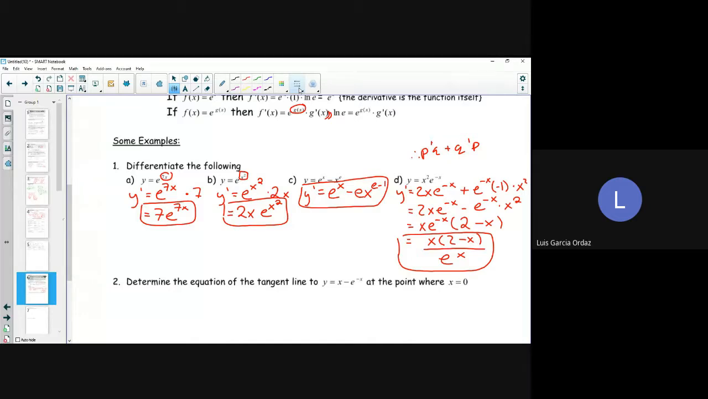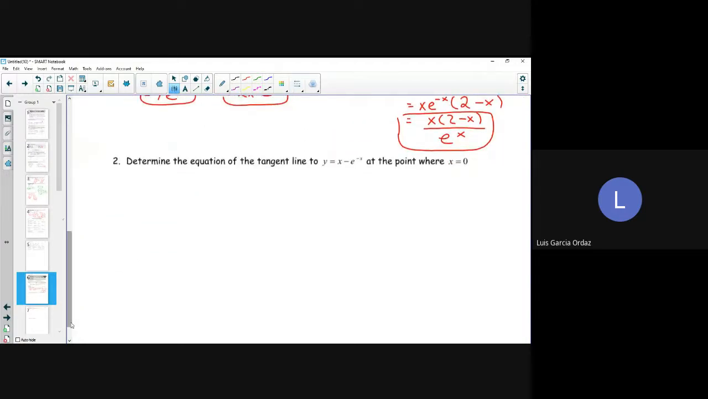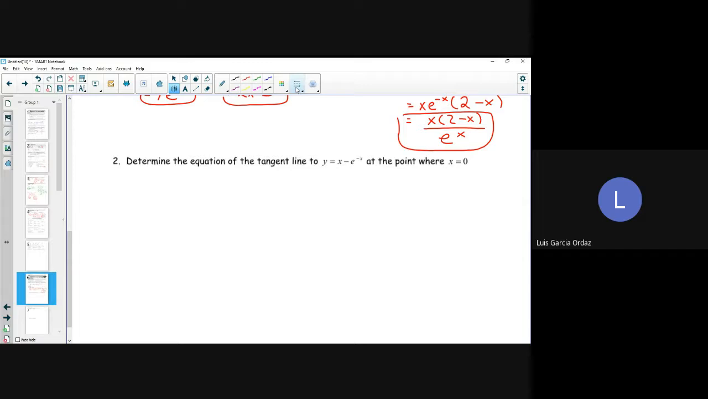All right. And now for number 2, we want to determine the equation of a tangent line to y is equal to x minus e to the negative x at the point where x is equal to 0. So I need to find my derivative, okay? So y prime is equal to 1 minus negative e to the negative x, which is equal to 1 plus e to the negative x.